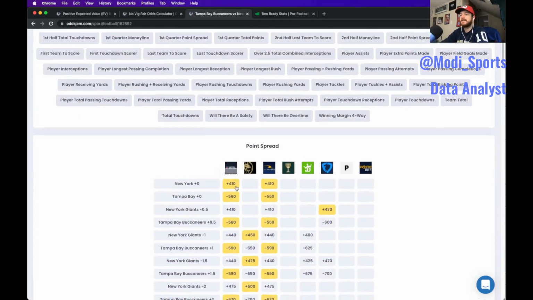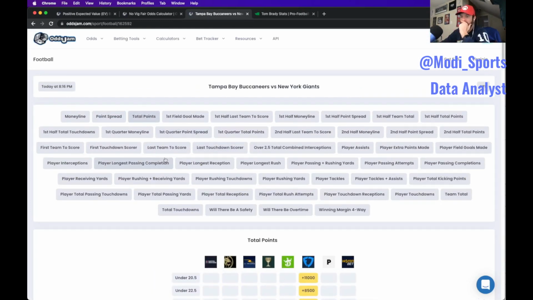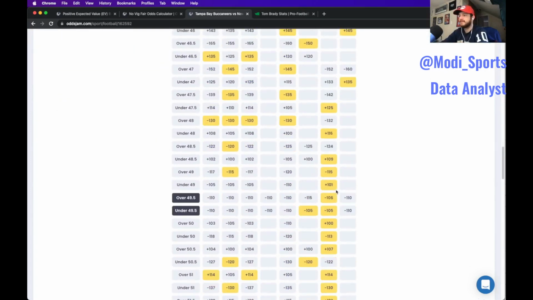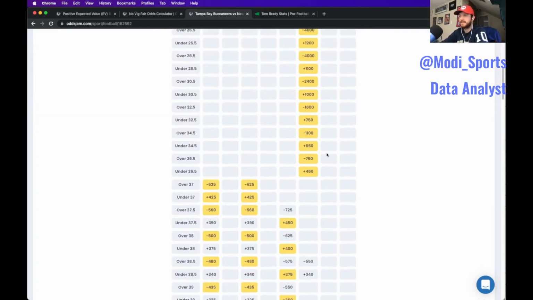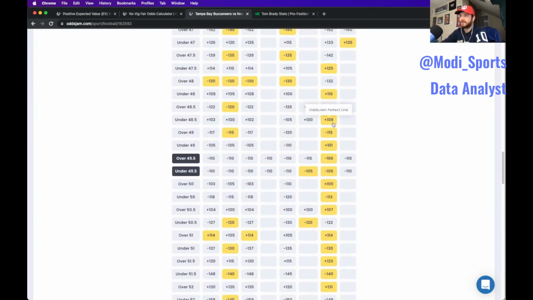So the spread, I'll skip that because that's actually where I do have a play. And the total points, the way you can scroll through these different tabs and find if there's value is to just highlight the Odds Jam, find out which row column the Odds Jam perfect line is. And then whenever there's a situation where the Odds Jam perfect line doesn't have the best odds, that's where you can find some positive expected value.